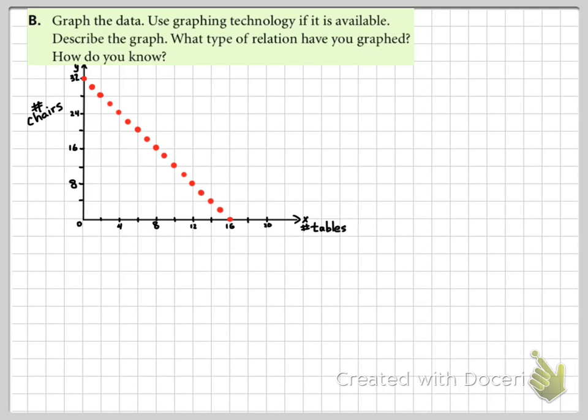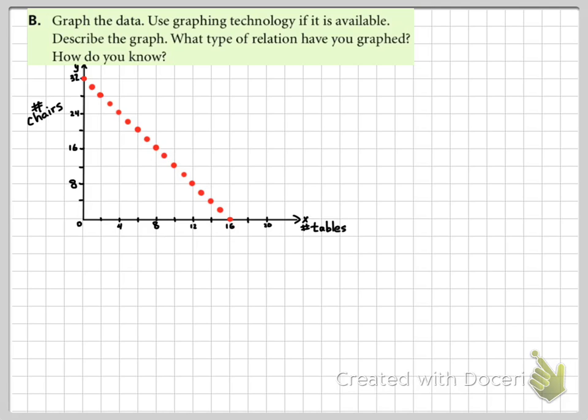Next, I have 16 tables and 0 chairs. That's on the other axis. And in between there I have combinations. Notice that this is not a continuous graph because you cannot make 1.5 chairs or 2.5 tables. So therefore each dot represents a possible combination that we can make.